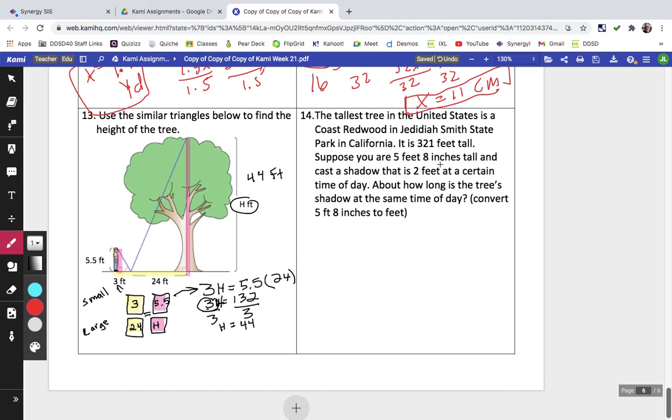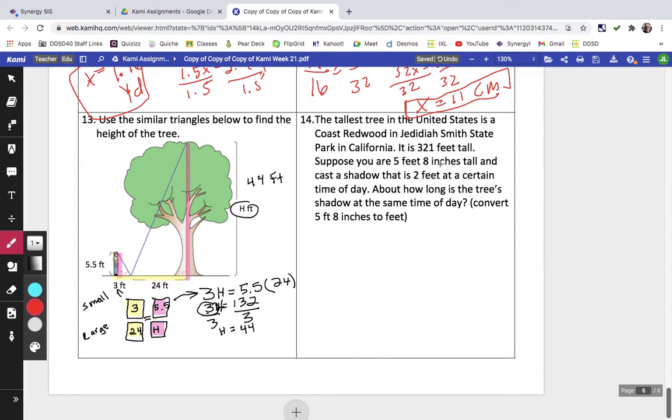We already have an answer for the height of the tree, which it looks like it was 44 feet. There's an answer right there. And the last one, the tallest tree in the United States is coastal redwood in Jedediah Smith State Park, 321 feet tall. Suppose you are 5 feet 8 inches, and you cast a shadow that's 2 feet. So I'm going to change feet to inches in this case. So 5 times 12 is 60. So we're going to say 68 inches tall.